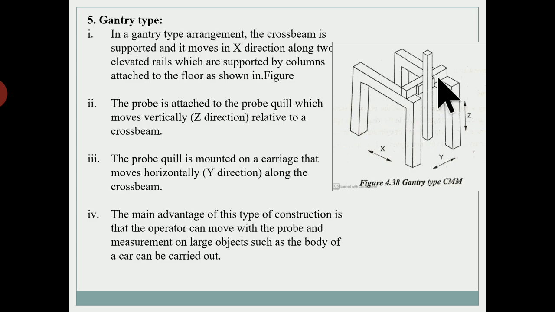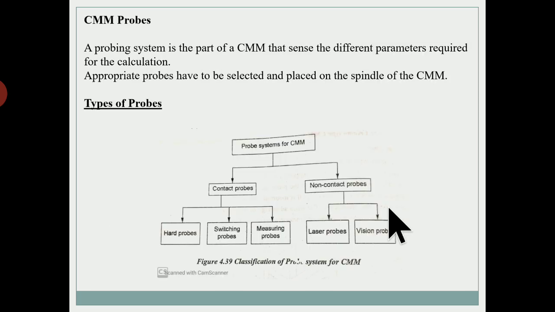The main advantage of this type of construction is the operator can move with the probe and measurement on large objects such as the body of a car can be carried out easily. This type of CMM can be used for measuring large objects. These are the main types of CMMs.